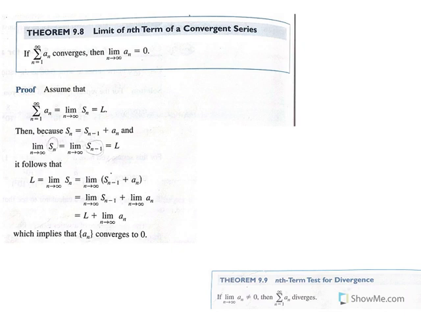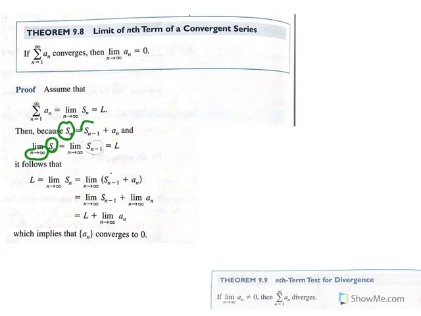So our reasoning starts here. The nth partial sum can be rewritten as the n-1th partial sum plus the nth term from our infinite series. So that makes sense. Now we're going to take the limit of the left side of this equation, so the limit of the nth partial sum as n approaches infinity.